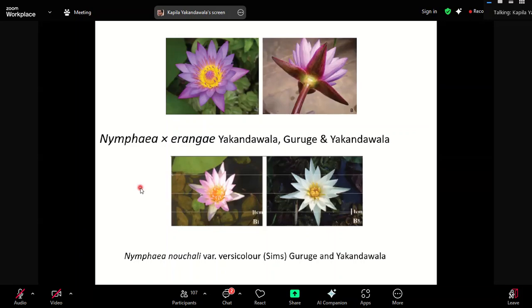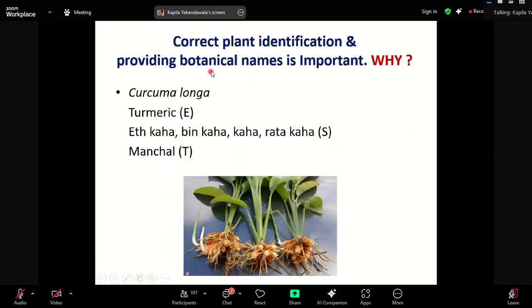This is another example, a local example. Right. So now let me give you a few examples for the importance of correct identification of plants and the importance of providing botanical names. A few examples, then you will realize the importance.